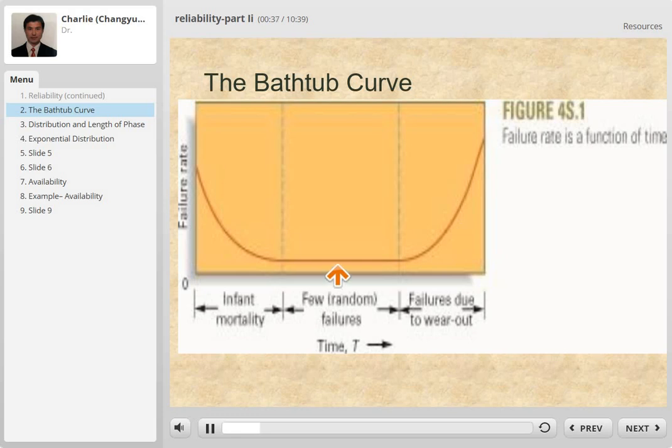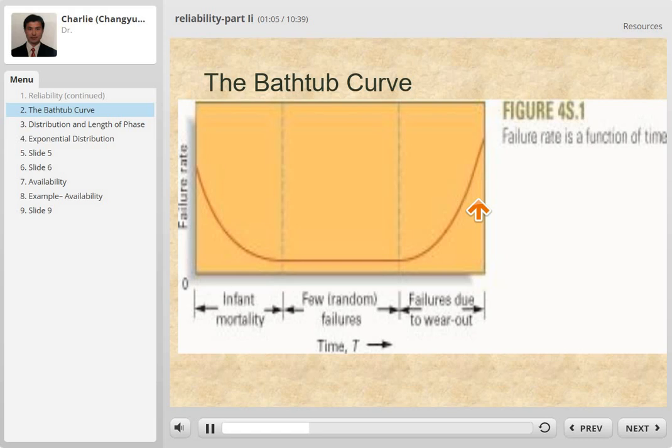Why a bathtub? Because at the beginning, when we start to use it, the failure rate can be high. But after a while, the failure rate goes low, and then we have an extended period of time to use it. After a certain time, the failure rate goes up.